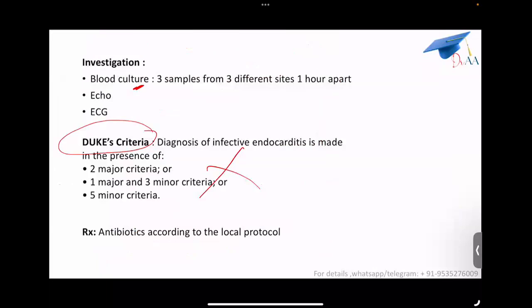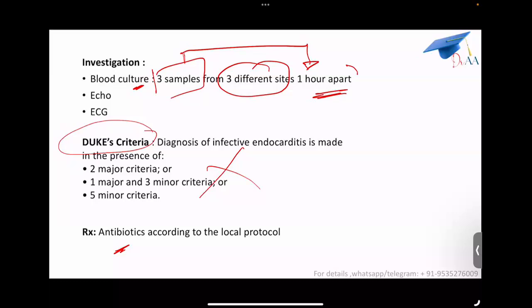Then you need to collect blood cultures. This becomes important because you need to collect 3 samples of blood cultures before you give antibiotics, or at least 1 set of blood cultures should be collected before you give antibiotics. These 3 sets of blood cultures should be taken from 3 different sites. For example, 1 from left upper limb, 1 from left lower limb, like that. You need to take it from 3 different sites, 1 hour apart. So this has to start in the emergency department. So this thing you need to remember.